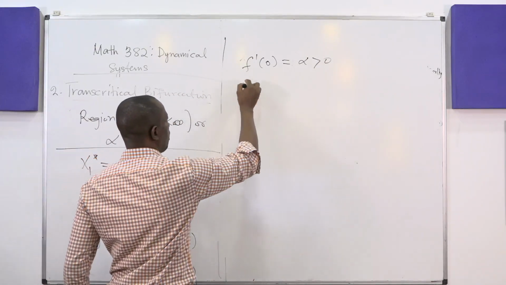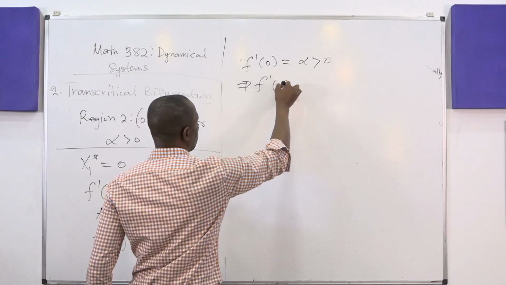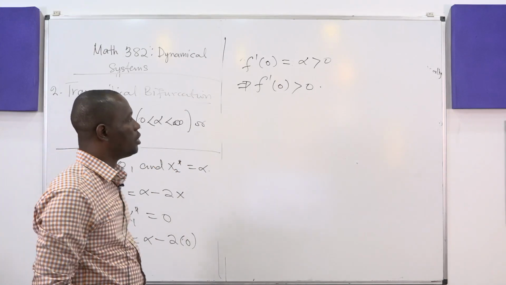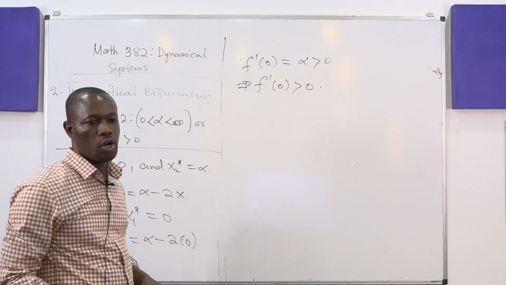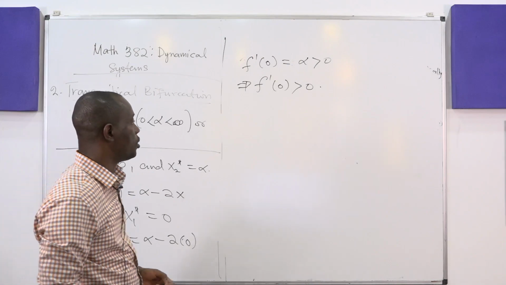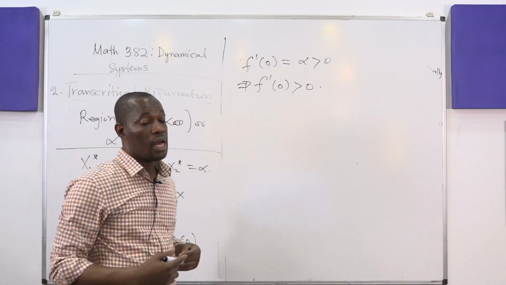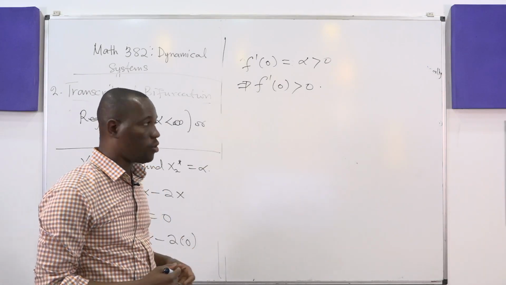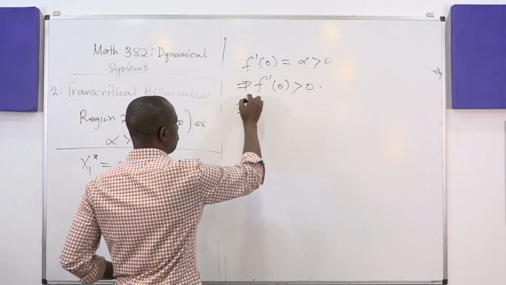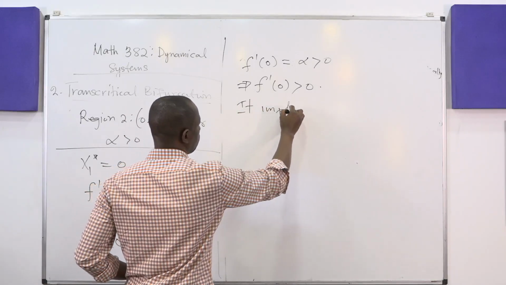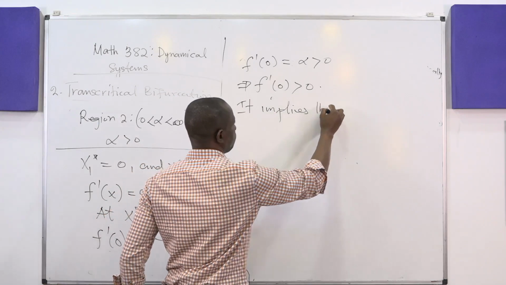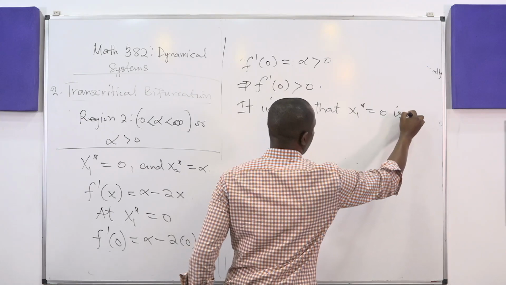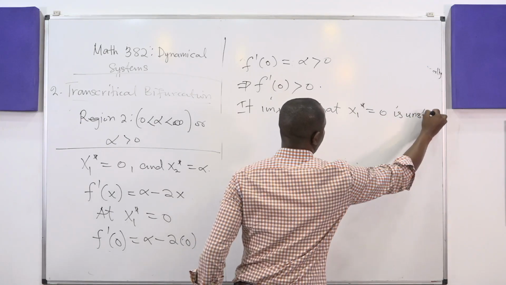So our derivative at the critical point, at the fixed point, is greater than 0. So this is unstable. You get it? So now 0 has become unstable, which was asymptotically stable previously. So it implies that x1 star equal to 0 is an unstable fixed point.